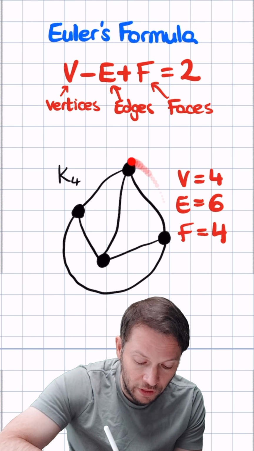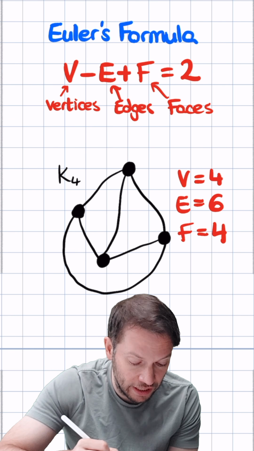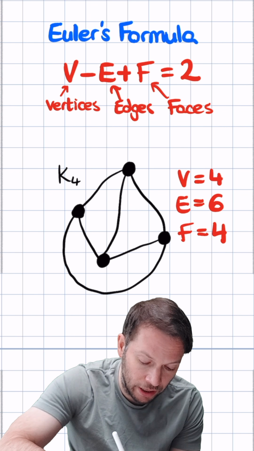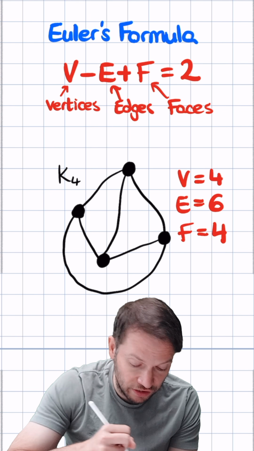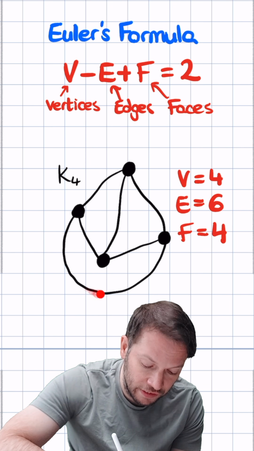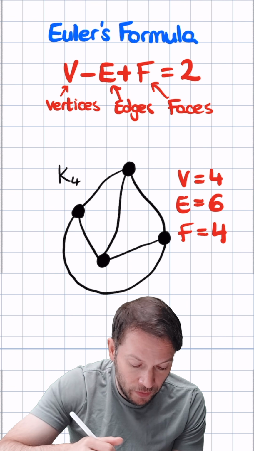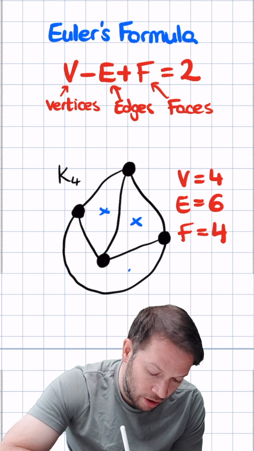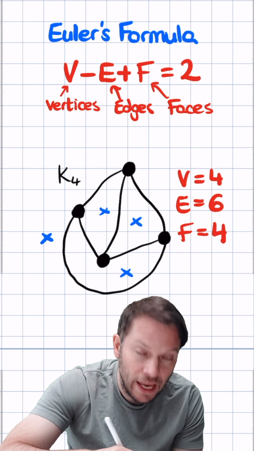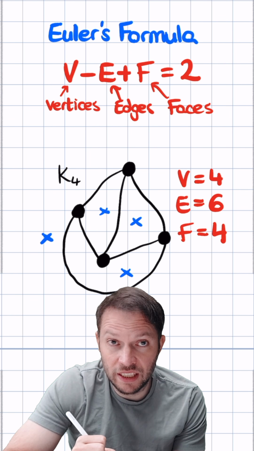So, for example, this graph here, which is K4, the complete graph for 4 vertices, the number of vertices is 4. You can see we have 1, 2, 3, 4 vertices. The number of edges is 6. We've got 1, 2, 3, 4, 5, 6 edges. And the number of faces, which we can think of as regions here, we've got 1, 2, 3, and then a fourth region which is outside of the graph. And you can see if we do V minus E plus F, we do indeed get 2.